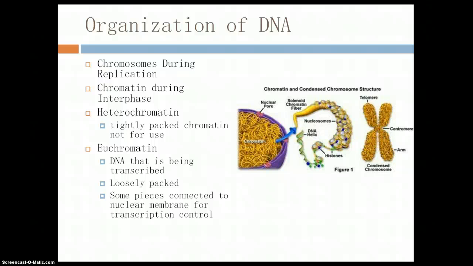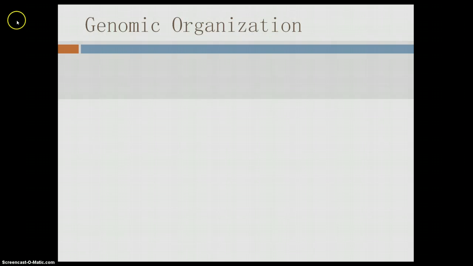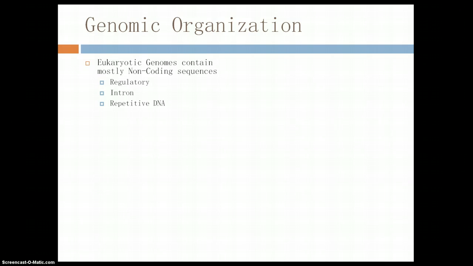And what we found is there's actually some pieces of it that are sort of attached to the inner portion of the nuclear membrane, or the nuclear envelope, and that sort of allows for control of transcription. It allows certain sections to happen faster, certain sections to happen more efficiently. So that's the sort of big structure level of control. Now, to get at some of the other aspects of control, we need to talk a little bit about how genomes are organized. All right.